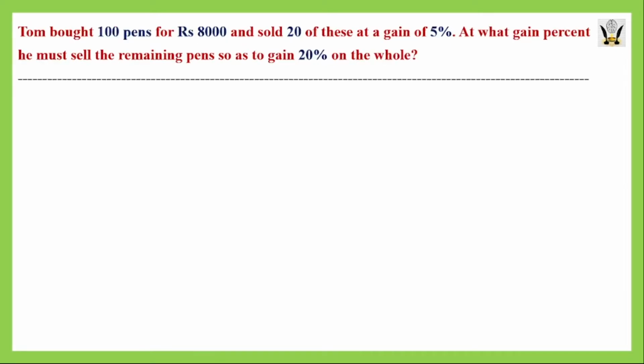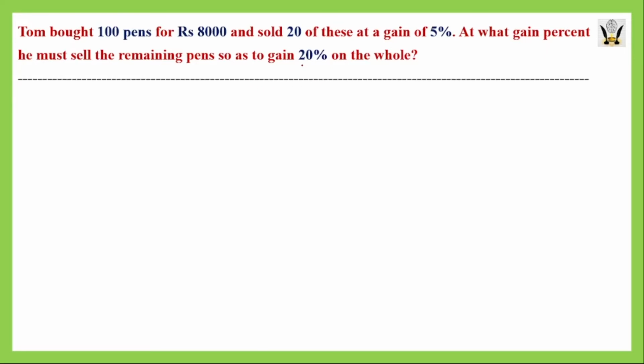Now the next problem sum says that Tom bought 100 pens for rupees 8000 and sold 20 of these at a gain of 5%. And at what gain percent must he sell the remaining 80 pens so as to gain 20% on the whole? On the whole means on 100 pens. So here we have to find at what gain percent the remaining 80 pens will be sold, so that the overall gain will be 20%.